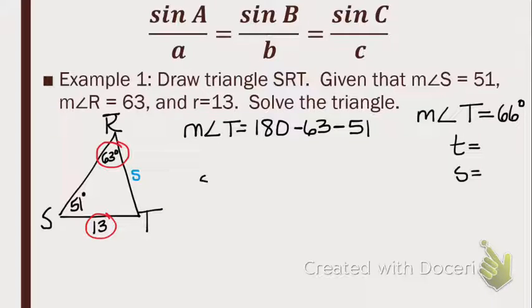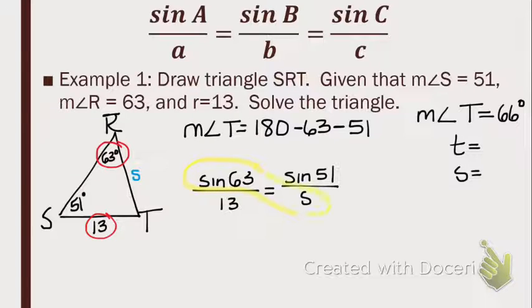Sine of R, so sine of 63 over 13 equals, and if I'm trying to find little s, then I need the angle for big S. So that would be the sine of 51 over little s. So let's go ahead and cross multiply.